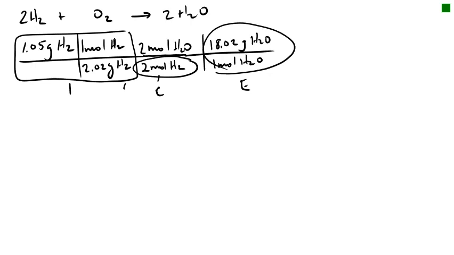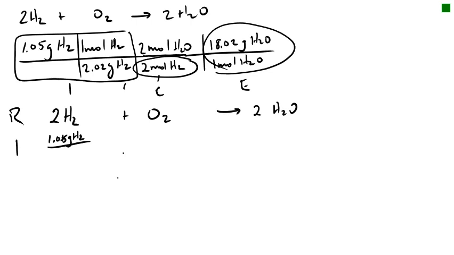Now, as we begin this process, again, the key is to stay organized within our chart. So I'm going to rewrite this, and I'm going to leave plenty of space so that we have room to work. So here's my R, my balanced chemical equation. For my I, I would take the 1.05 grams of the hydrogen and divide it by the 2.02 grams of hydrogen, and that's going to equal 0.520 moles of hydrogen.